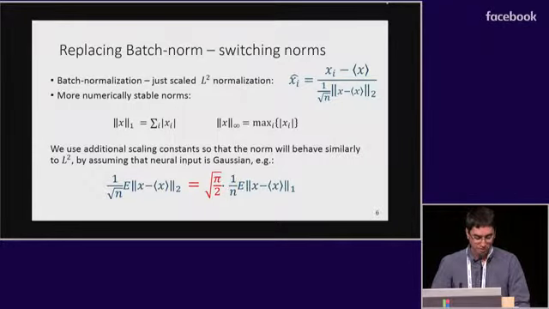To find the correct scale factor for each norm, we require that the scaled norms would be equal in expectation. To analytically calculate this expectation, we make the common assumption that the neural inputs are approximately Gaussian. Thus, for example, to use the L1 norm, we need to scale it by the square root of pi over 2, which is approximately 1.25. We additionally checked and verified empirically that this is the optimal scale needed.